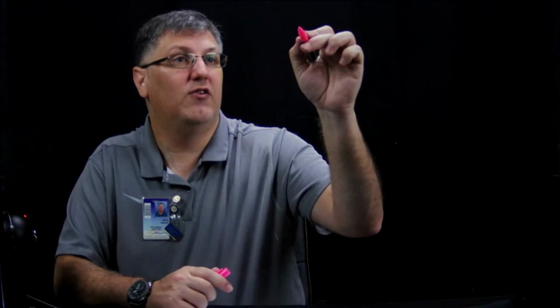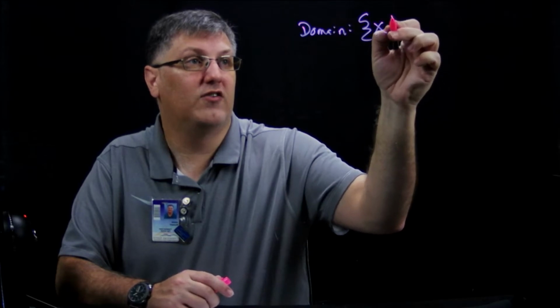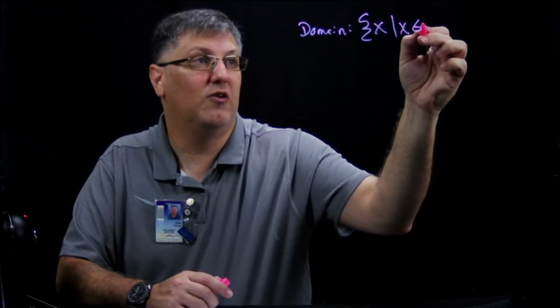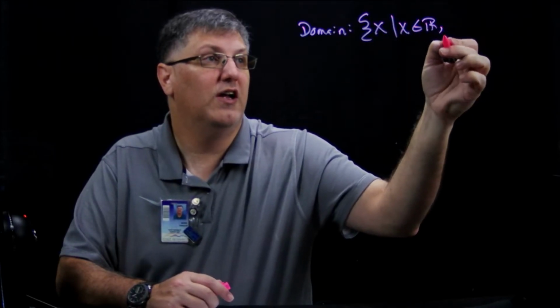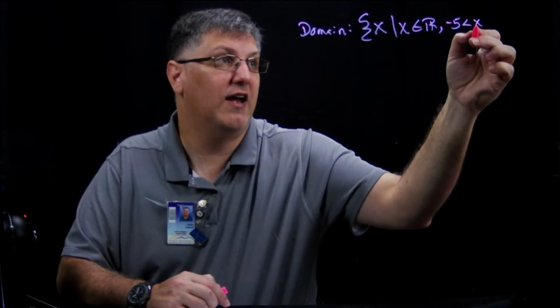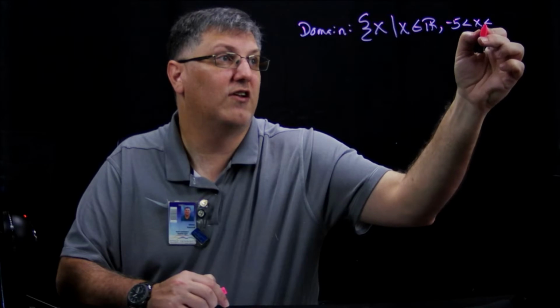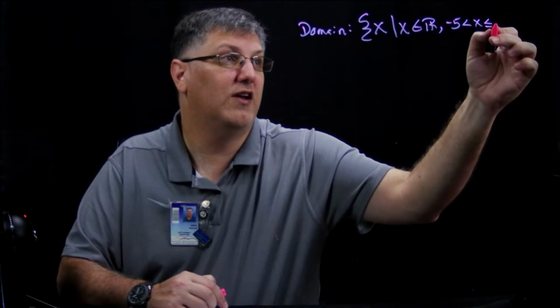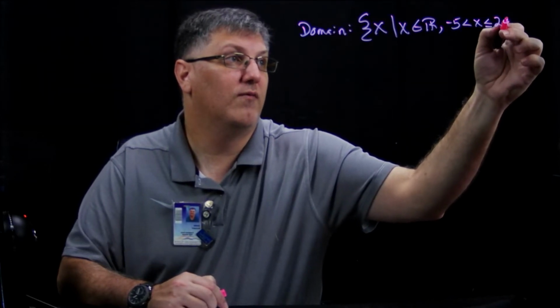Okay, so let's look and see how we can write from set notation to interval notation and interval notation to set notation. So let's say I give you a domain. And in that domain, we're going to say it's the set of all x's such that x is an element of the real numbers. And let's say -5 is less than x, and x is less than or equal to, let's say, 24.